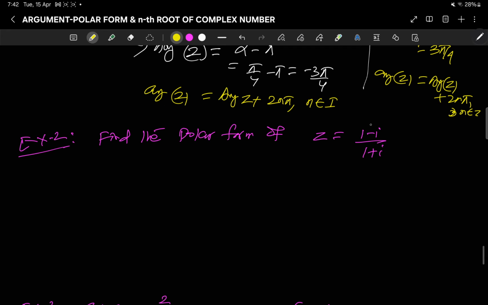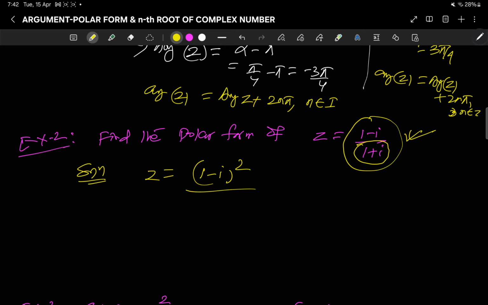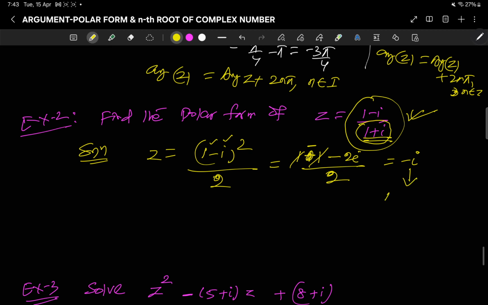Okay. Now write the polar form of this. So first you simplify it. What is your z now? So z is equal to, you multiply its conjugate in the numerator and denominator, 1 minus i square by 1 plus i into 1 minus i, 1 minus i into 1 plus i. So this is equal to 1 plus 1 minus a square plus b square, b square is minus 1, minus 2i by 2. So this is equal to minus i. So if it is minus i, then the argument of z will be minus pi by 2.